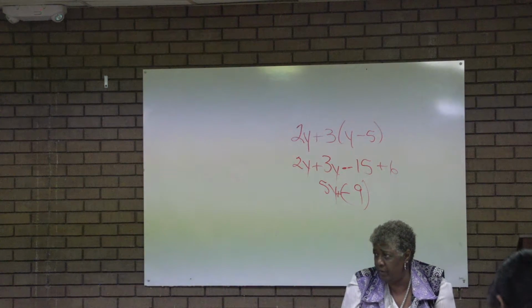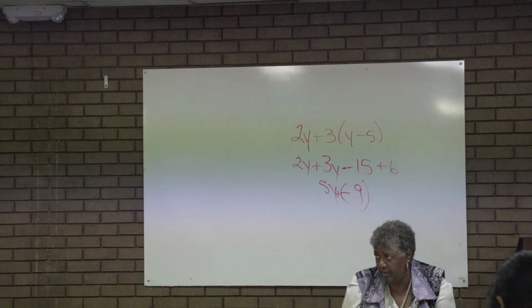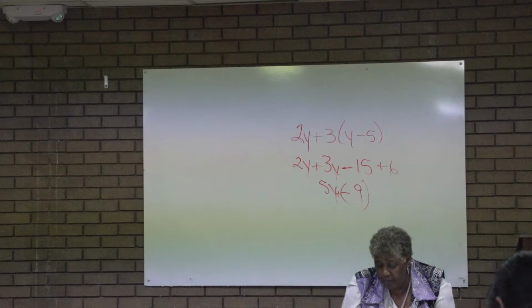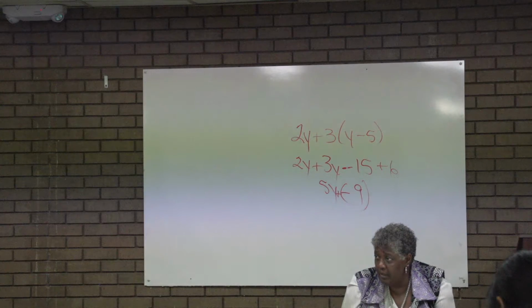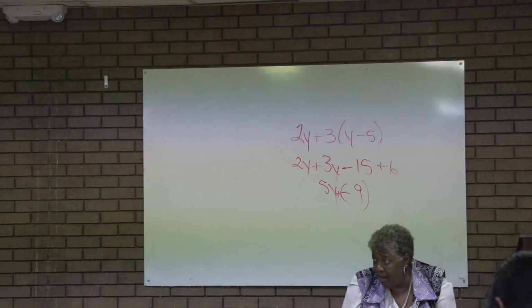Now that it's out of parentheses, you can combine the x's together and the numbers together. So you have a 2x. And what other x do you have? 5x. So 2x and 5x would give you what? 7x. Now you have a plus 1 and a minus 5, right?